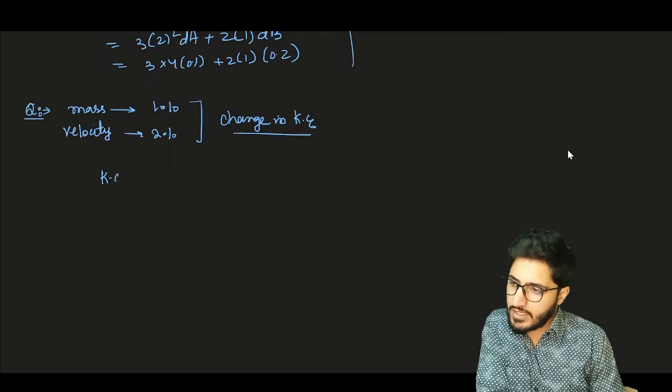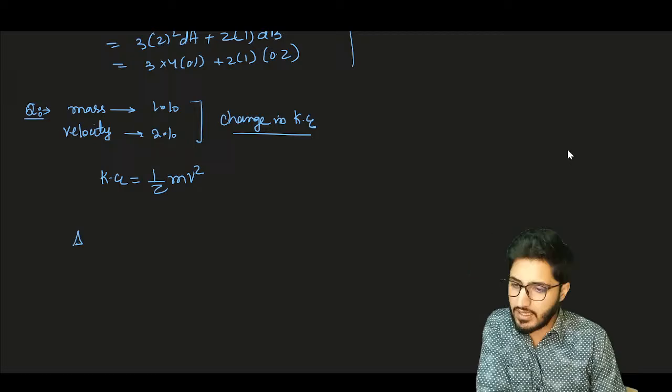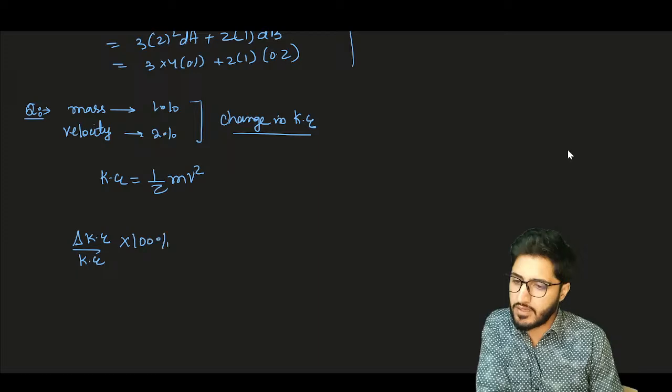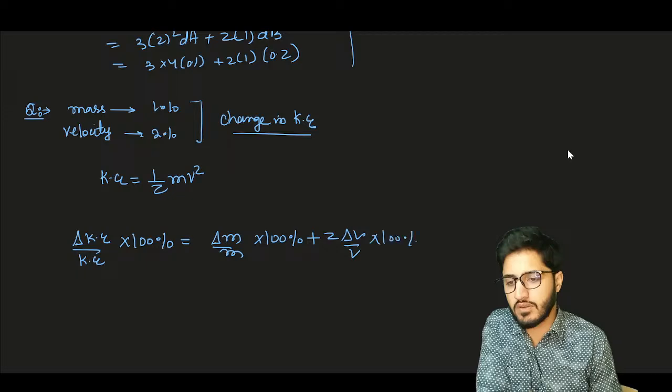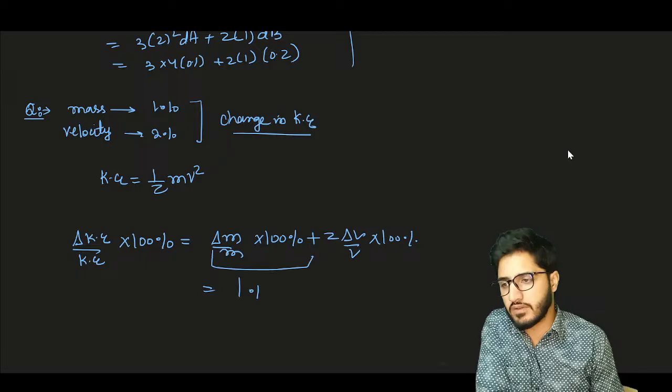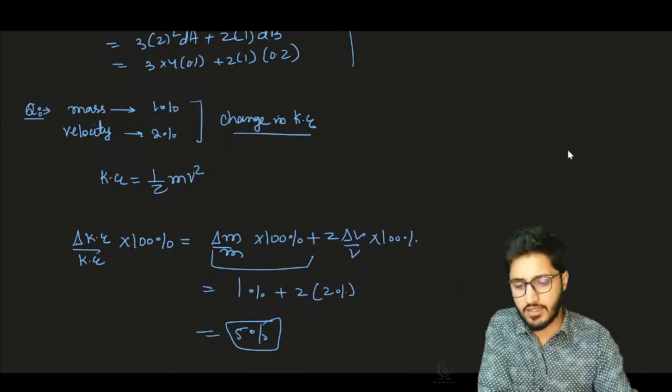We know that kinetic energy is 1 by 2 mv square. So I need to find out the change in the kinetic energy. I can write delta kinetic energy divided by kinetic energy multiplied by 100% equals delta m by m into 100% plus 2 times delta V by V into 100%. This thing is given to us, this is 1% plus 2 into 2%. It equals to 5%.